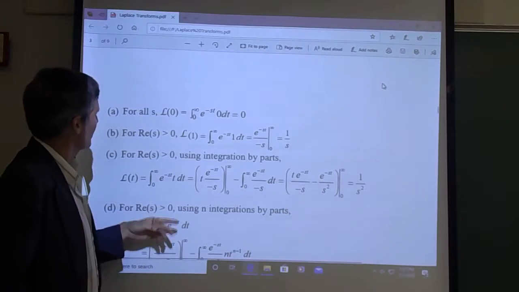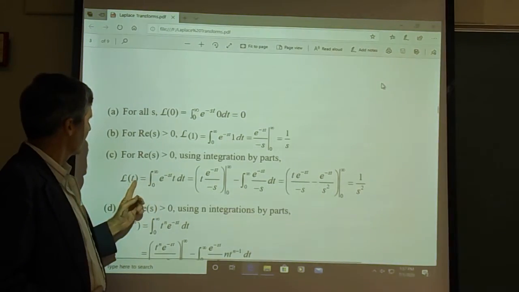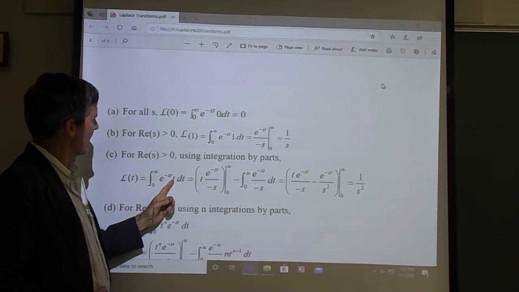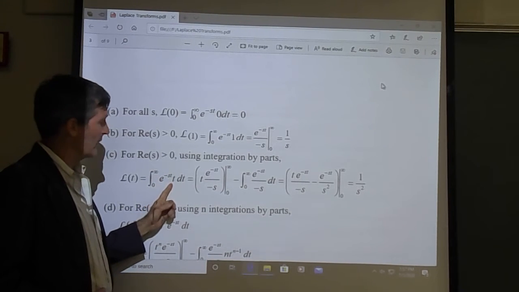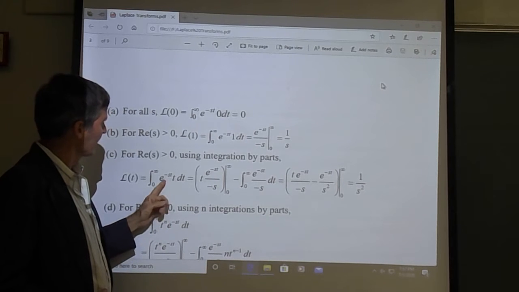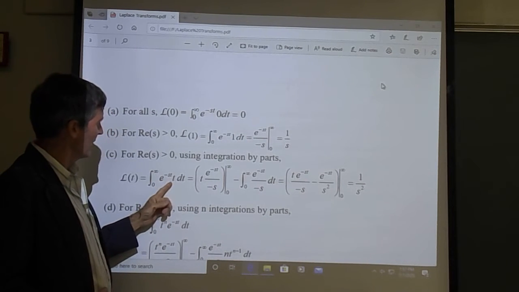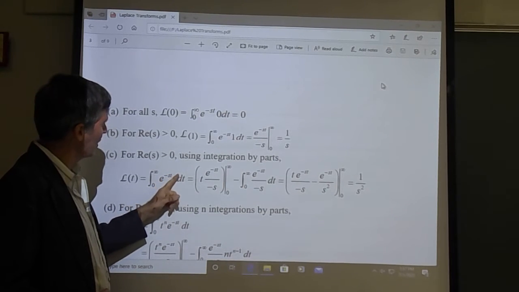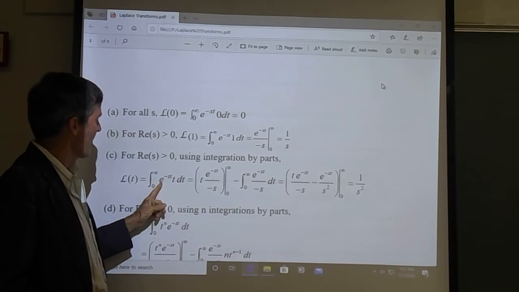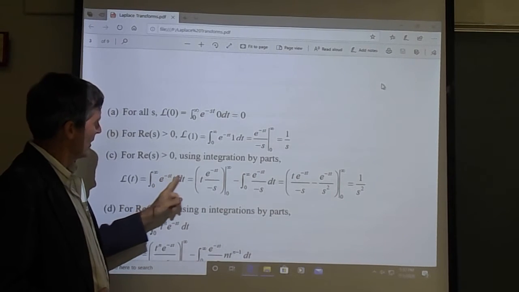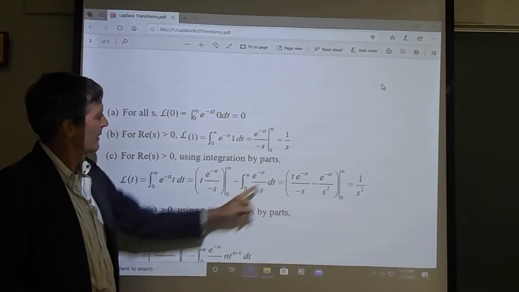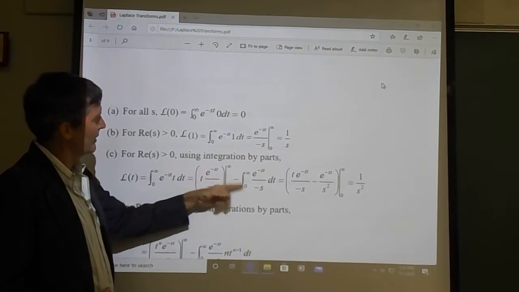I can take the Laplace transform of t, right? L of t gives me integral of e to the minus st times t dt. You can use integration by parts on this, right? You can set u equal to t and dv equal e to the minus st dt, and you get uv minus integral v du. And evaluate each at 0 to infinity.